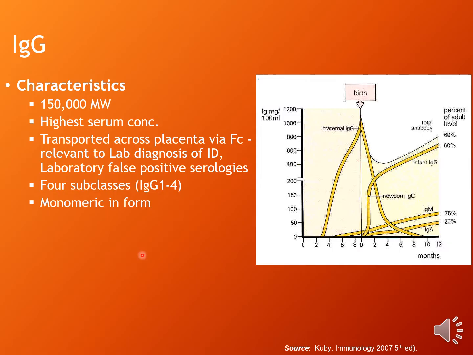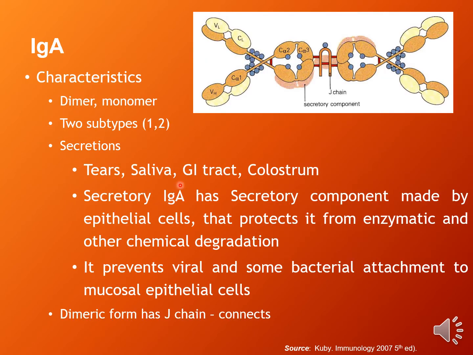Characteristics: it's a light molecule, only 150,000 molecular weight in Daltons, but it has the highest serum concentration and it is capable of crossing the placenta. And this is very important in the diagnosis of certain immune diseases, because this is an antibody that increases during secondary immune response. There are four subclasses in monomer. We already said that. The next one is called an IgA.